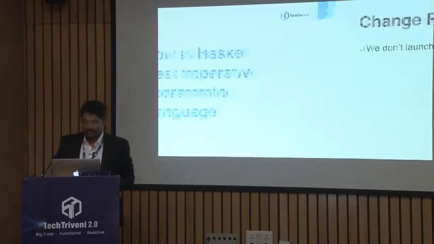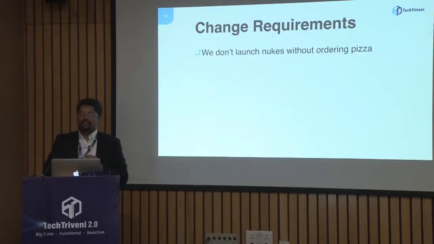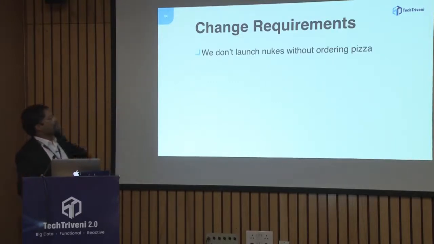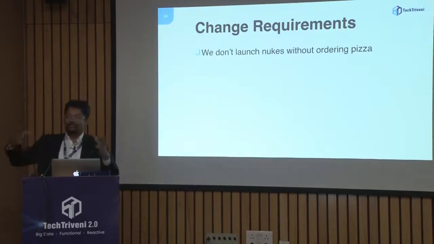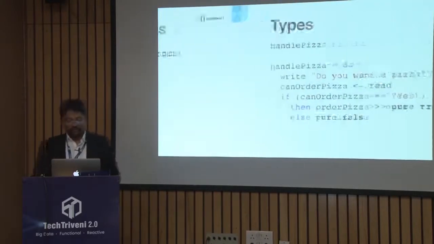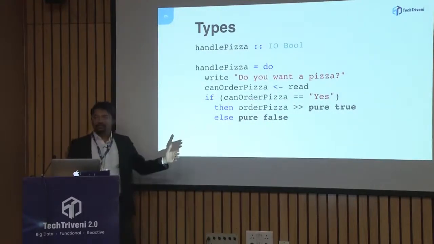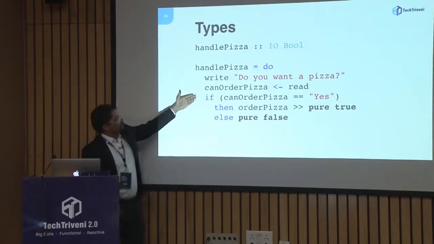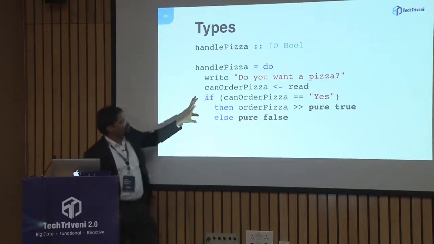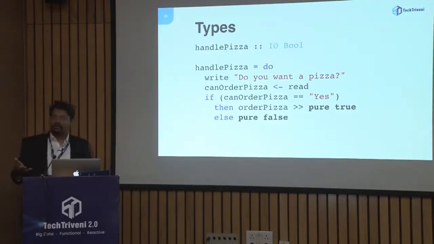That's the talk. Okay, so let's say our requirements have changed. If we don't have pizza, we don't feel like launching nukes, right? So we want to now have a condition that if the person did not order pizza, then don't even try to launch nukes, right? How would you do this? You will add an if condition in this block, right? You would say, if you ordered a pizza, so you already had an if condition, you would return a Boolean that indicates whether pizza was ordered or not, right?